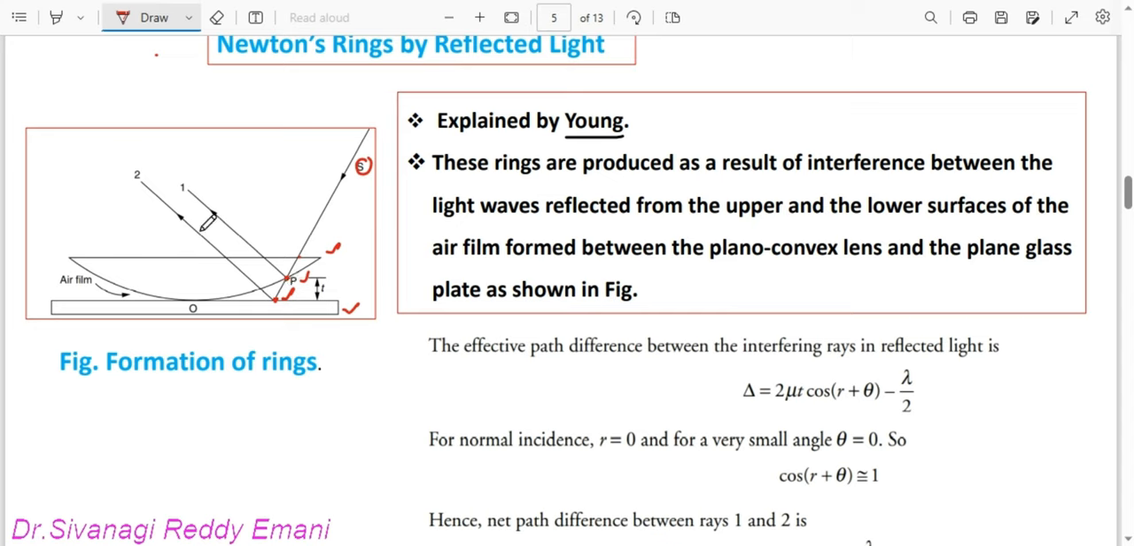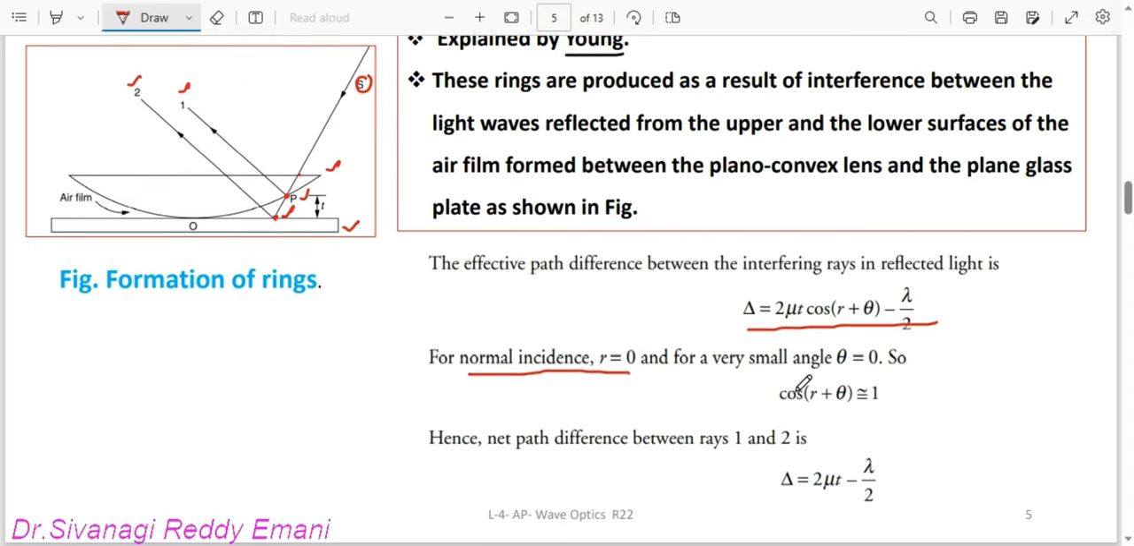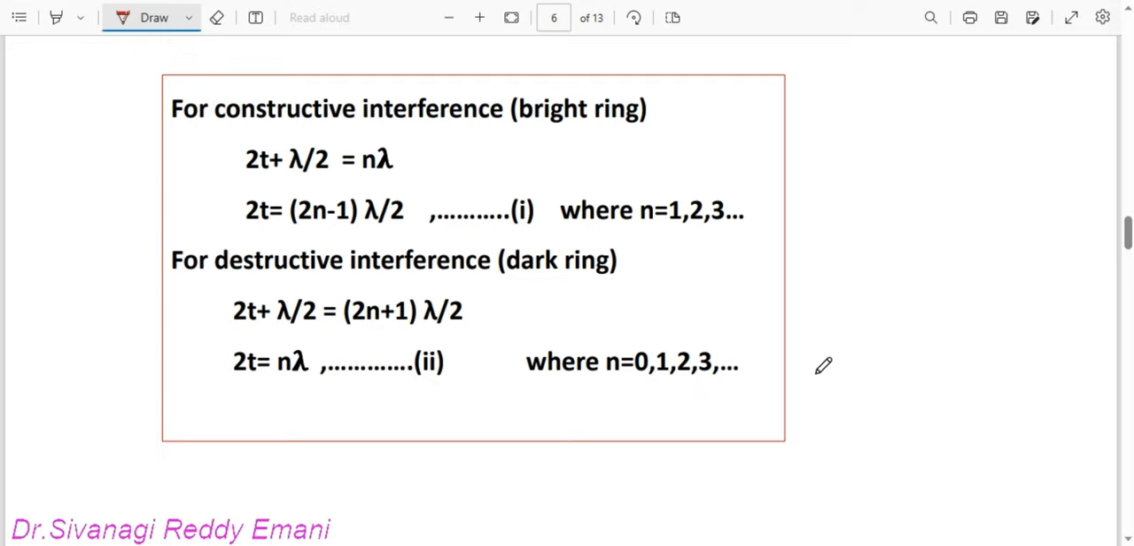Now whenever they are reflected, we have to calculate the path difference. The path difference will be delta equals 2 mu t cos r minus lambda by 2. For normal incidence, or for a very small angle, r is approximately 0, so cos r is approximated as 1. The net path difference between rays 1 and 2 will be delta equals 2 mu t minus lambda by 2, where mu is the refractive index of the air, t is the thickness of the air film, and lambda is the wavelength of the light source. Then for constructive interference, the path difference we equate to n lambda.